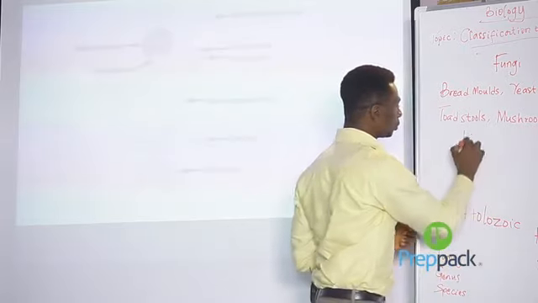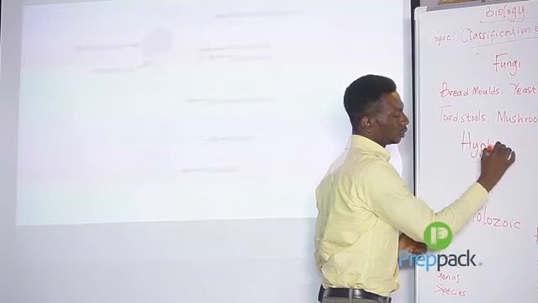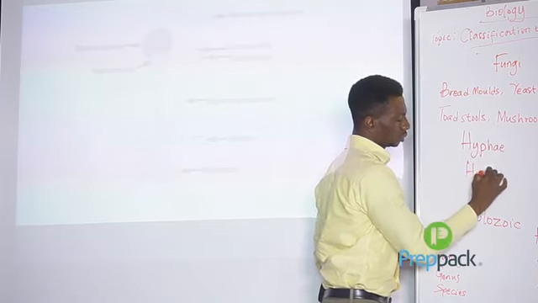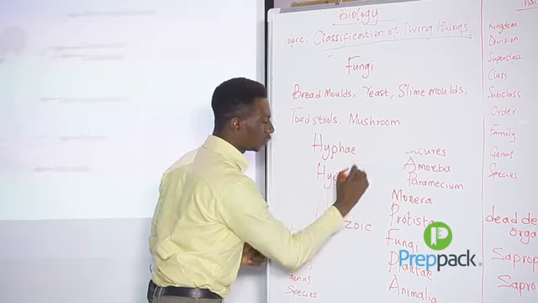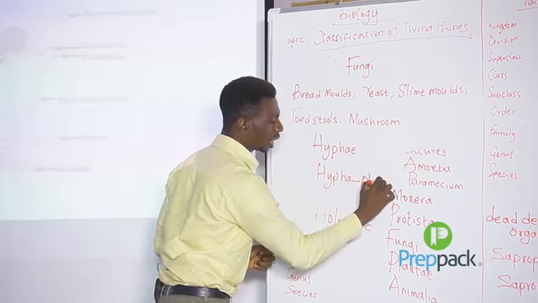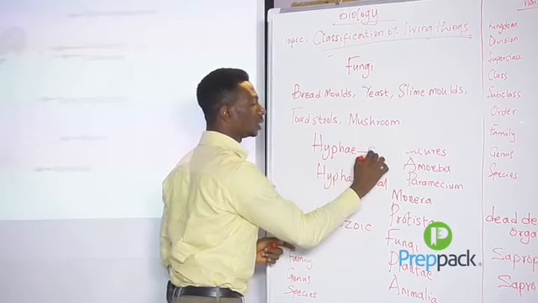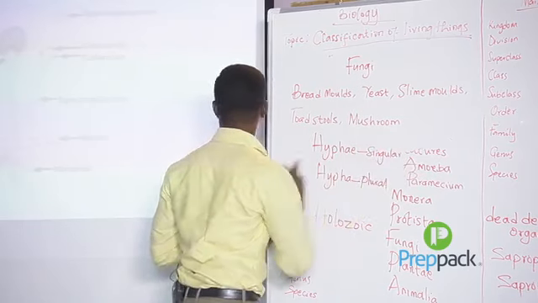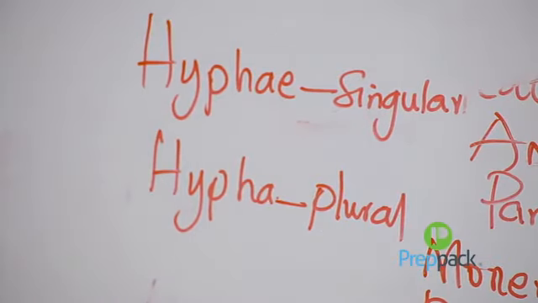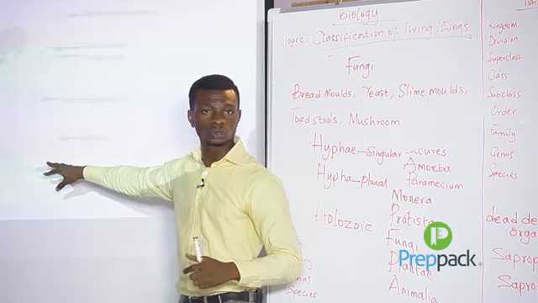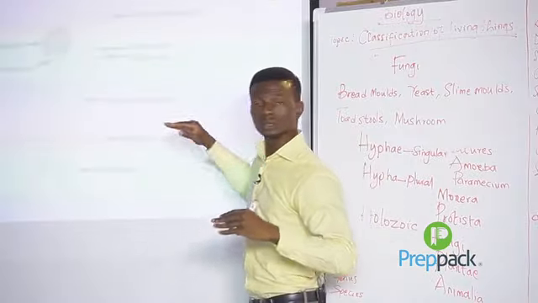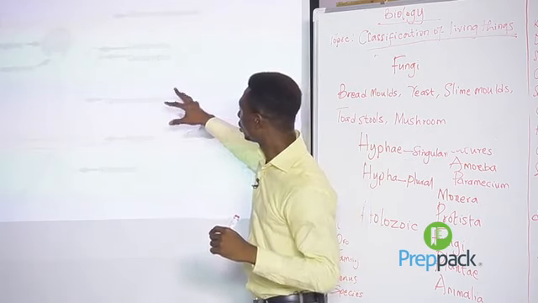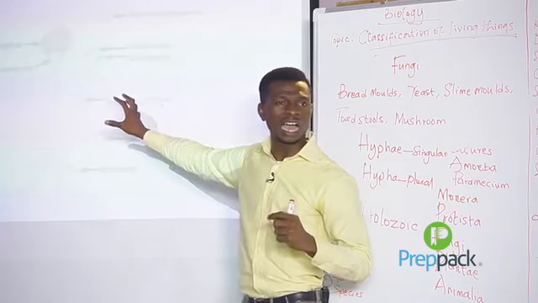hyphae for plural, or hypha for singular, they have false roots called rhizoids, and a stolon with a sporangiospore, which is acting like the stem.